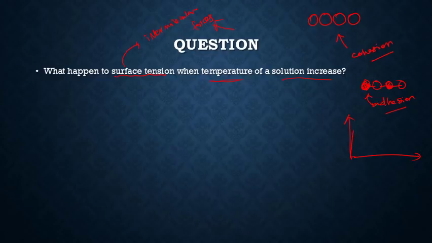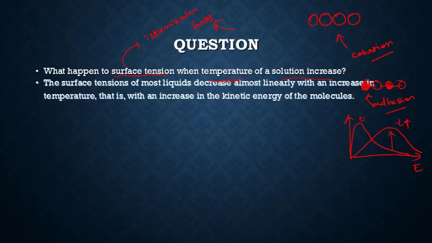You have the kinetic energy of your molecules at a lower temperature, and it will move to the higher energy curve when temperature increases. So the answer is that the surface tension of most liquids decreases almost linearly with an increase in temperature, that is, with an increase in the kinetic energy of the molecules. Because of the kinetic energy of the molecules, the cohesion between the molecules is reduced, so surface tension is reduced.